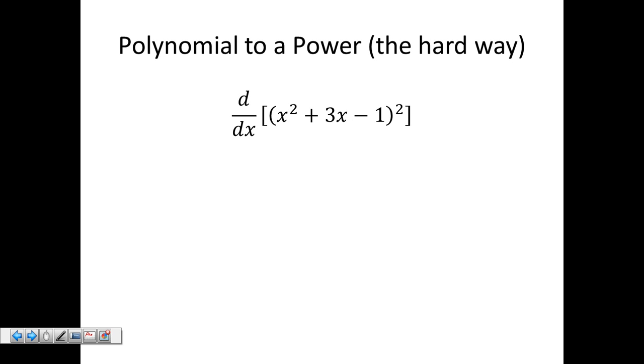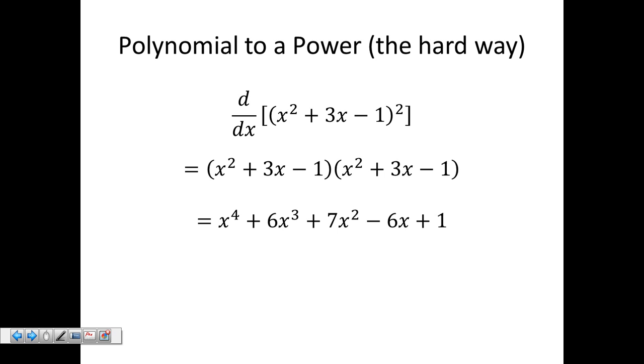Alright, so let's take a look at taking the derivative of this trinomial, x squared plus 3x minus 1, that is squared. So the way we're going to have to deal with this right now is we're going to have to do this algebra inside the square brackets. We're actually going to have to square our trinomial. So we're going to take the derivative of x squared plus 3x minus 1 times x squared plus 3x minus 1. So when I do that, I get x to the fourth plus 6x cubed plus 7x squared minus 6x plus 1. Now that is not the derivative yet.